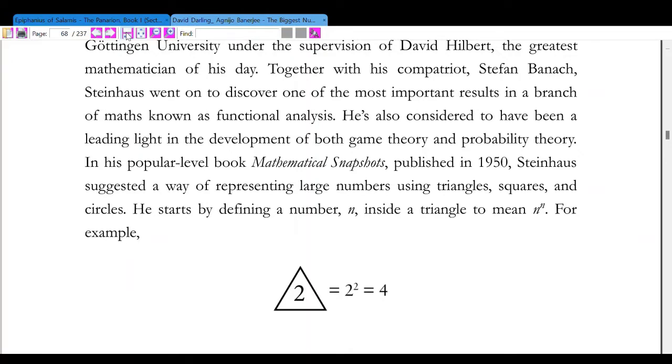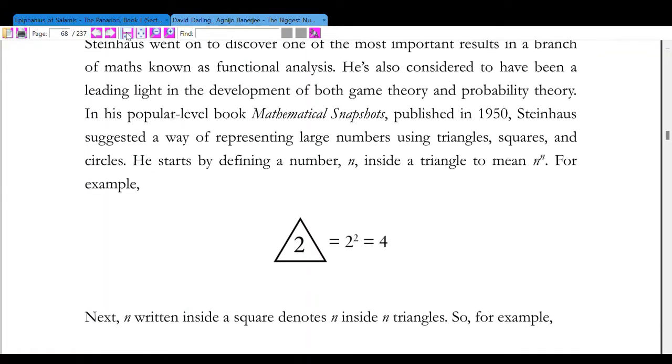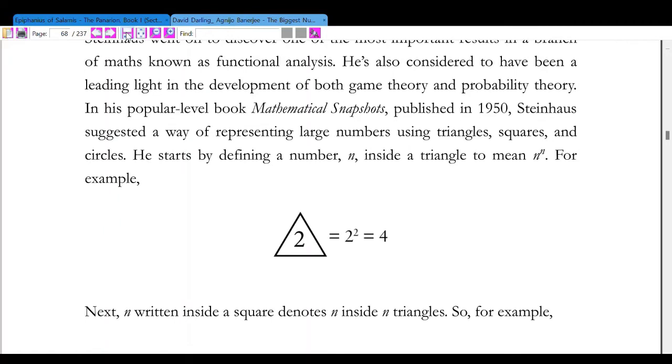He is also considered to have been a leading light in the development of both game theory and probability theory. In his popular level book Mathematical Snapshots, published in 1950, Steinhaus suggested a way of representing large numbers using triangles, squares, and circles. He starts by defining a number n inside a triangle to mean n to the n.